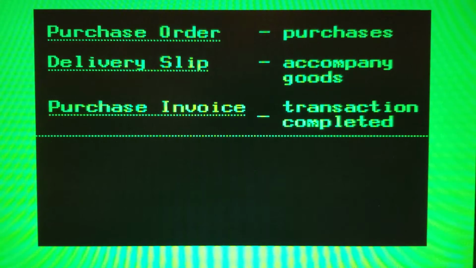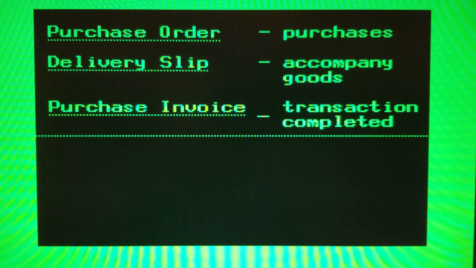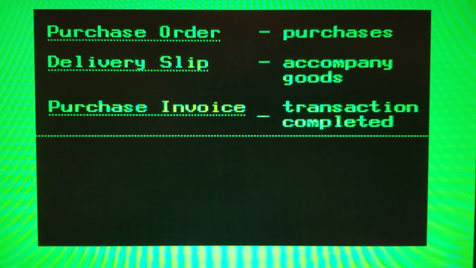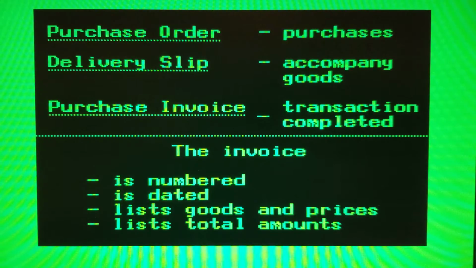Purchases are often made by numbered purchase order, and when the goods arrive, they may be accompanied by a delivery slip, but the purchase transaction is completed when goods are delivered and a purchase invoice is received. The invoice is numbered and dated, usually refers to the purchase order number and date, lists the goods and their prices, and the total amount of the purchase.